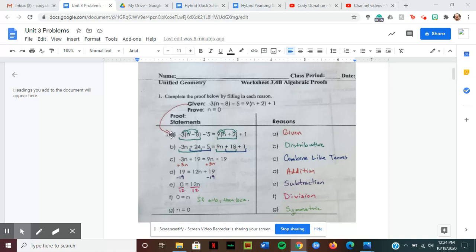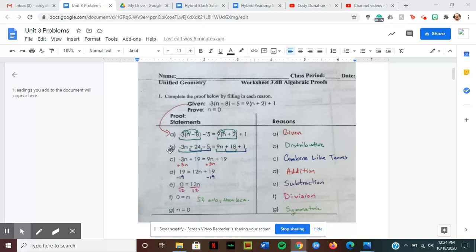Now we need to figure out, how do I go from statement A to statement B? Well, if you notice, from right here, we have -3 times n minus 8, and then down here we got -3n plus 24. Over here we got 9n plus 2, and then down here we got 9n plus 18. So we can assume that the step they took to get from A to B is they just distributed this -3 to n and to -8, and this 9 to n and 2, and got our statement B. So going from statement A to statement B, I use the distributive property. Let's keep on going.